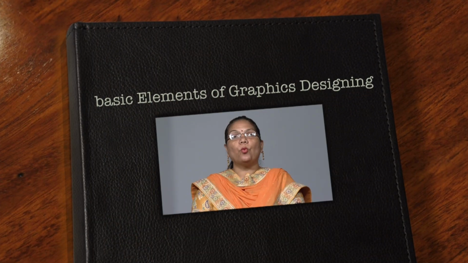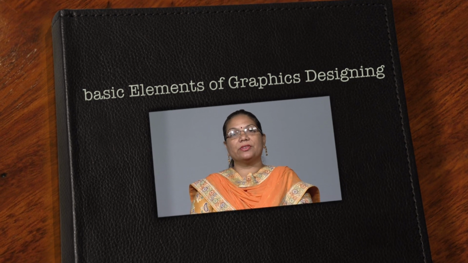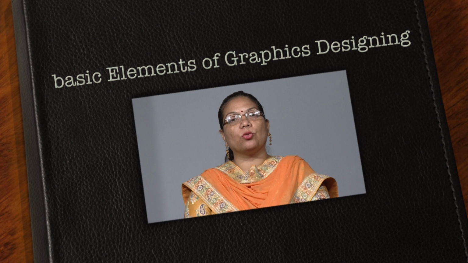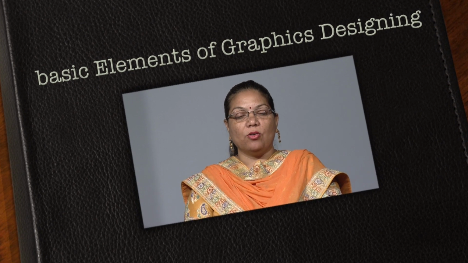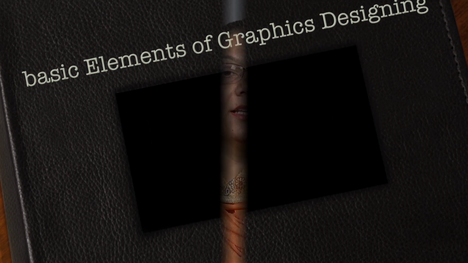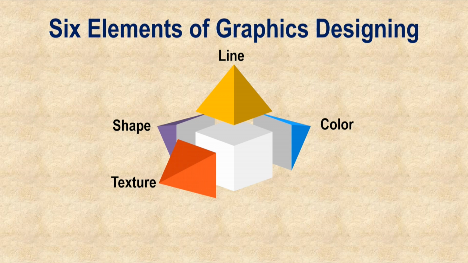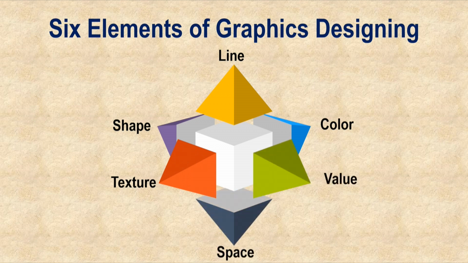Now let us see what can be the various elements of graphic designing, or the elements which play a vital role in designing an overall graphics based design. One of the elements is line, another one is shape, color, texture, value, and space. We will see one by one the important factors related to these elements.